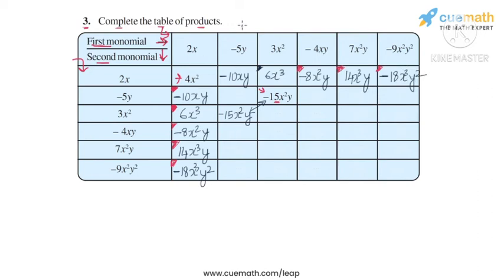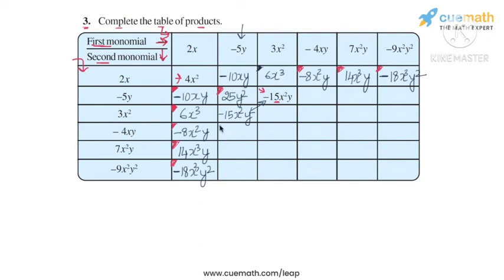Okay, now we come to the column of minus 5y. So the first cell we've already filled. The second cell, which is this cell here, is minus 5y into minus 5y. So this will be minus 5 into minus 5 is 25, and y into y is y square. So we will get 25y square.